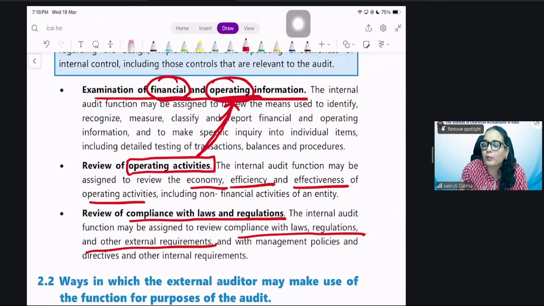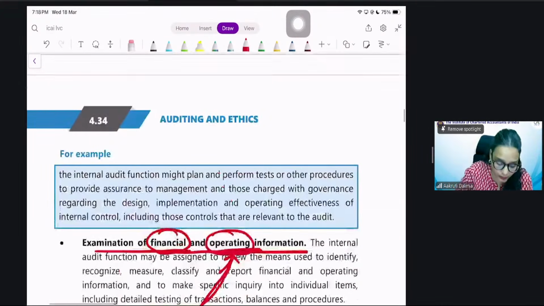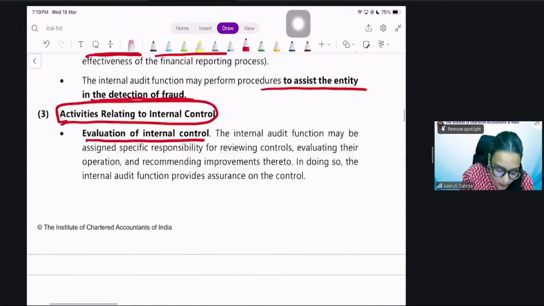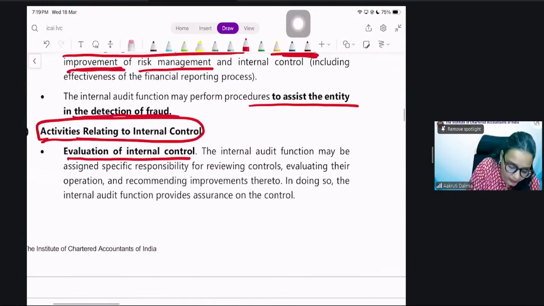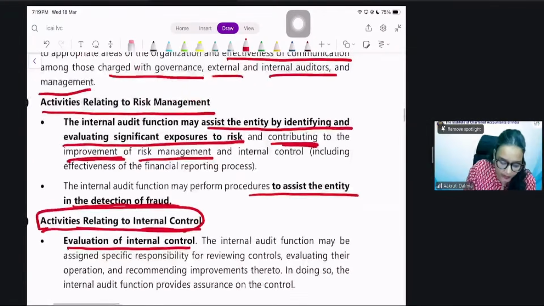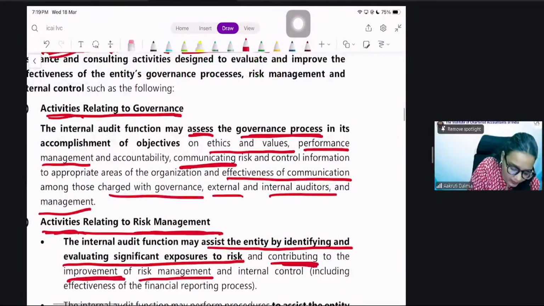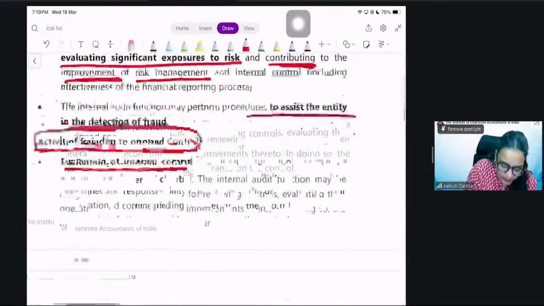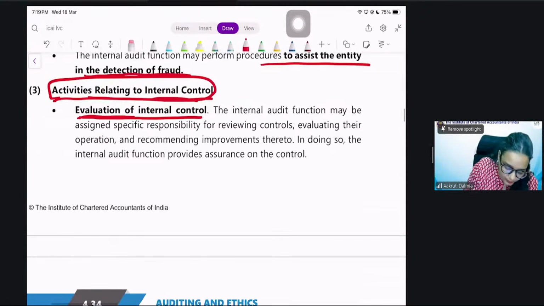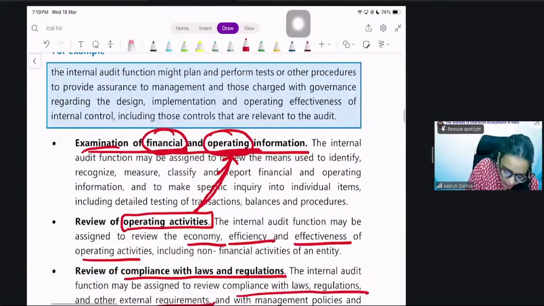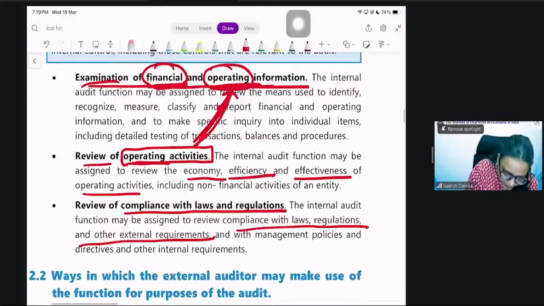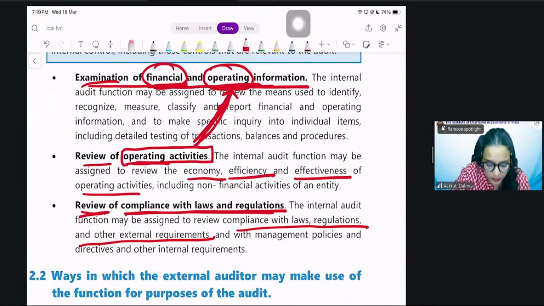So what shall be the objective of the internal auditor, the internal audit department? Okay. The internal audit department will do all the activities related to internal control, will have objectives regarding activities related to risk management and all the activities relating to governance. Activities related to internal control mean evaluation of internal control, examination of financial and operating information, review of operating activities, and then review of compliance with laws and regulations. So this answer is important. I hope you have understood correctly. Okay.